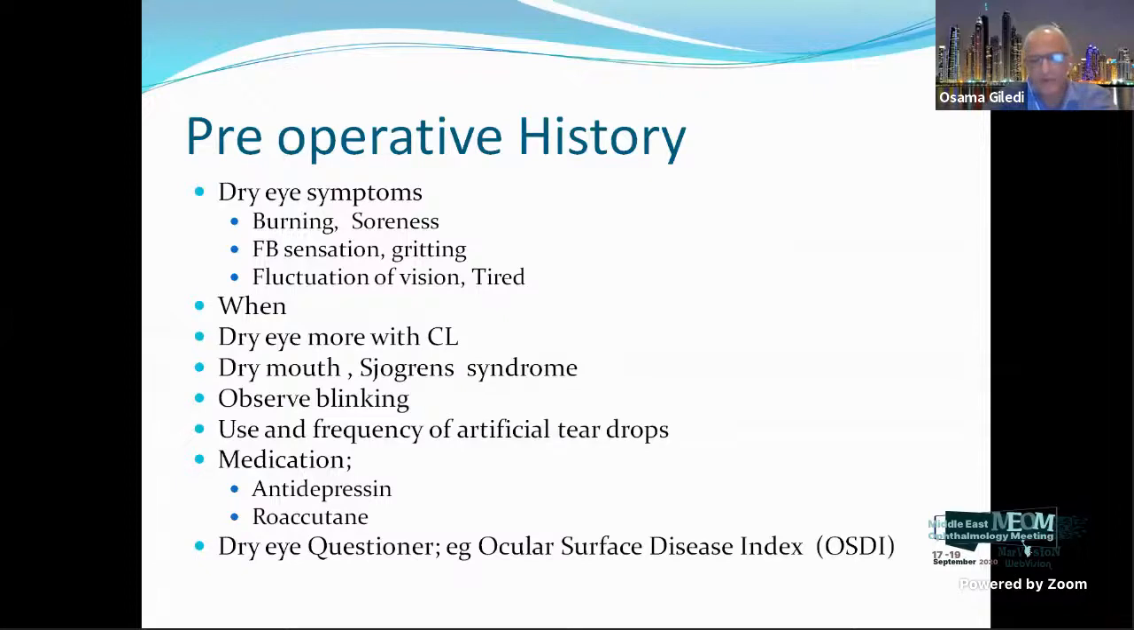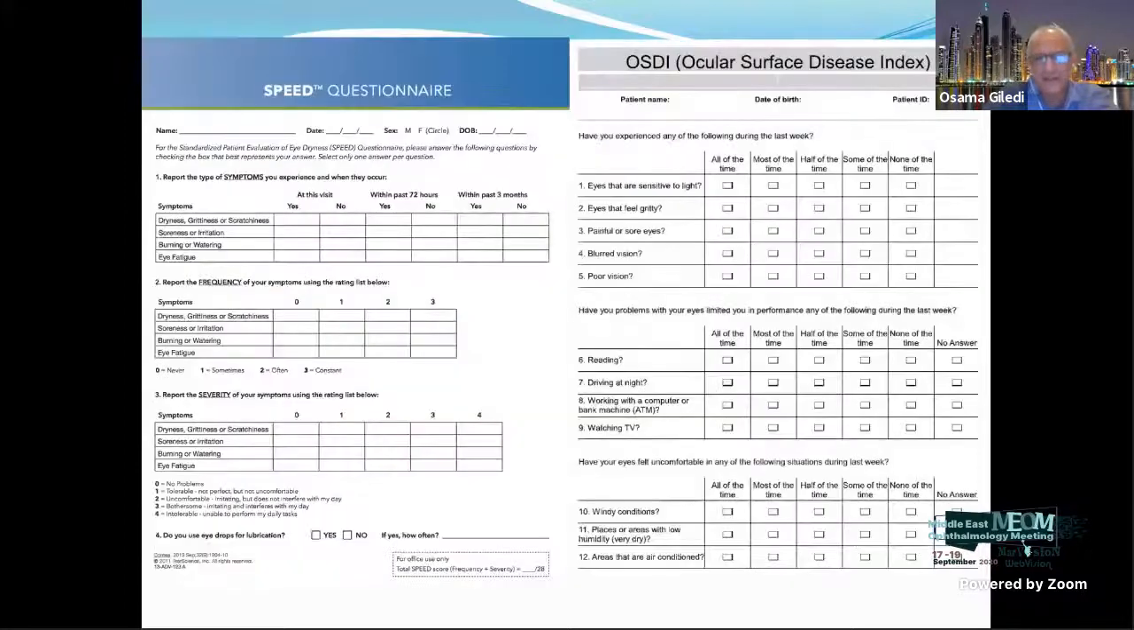And also at the end of the assessment, usually we give the patient a questionnaire, which will help us decide his level of dry eye. I usually use the Ocular Surface Disease Index, but there are too many questionnaires. It helps to give it to the patient before the final assessment, to help you and to monitor.